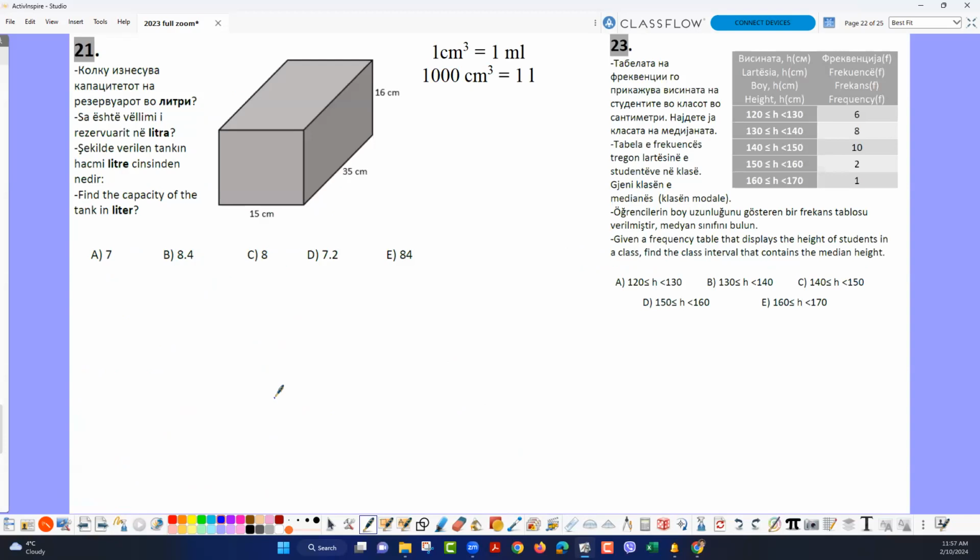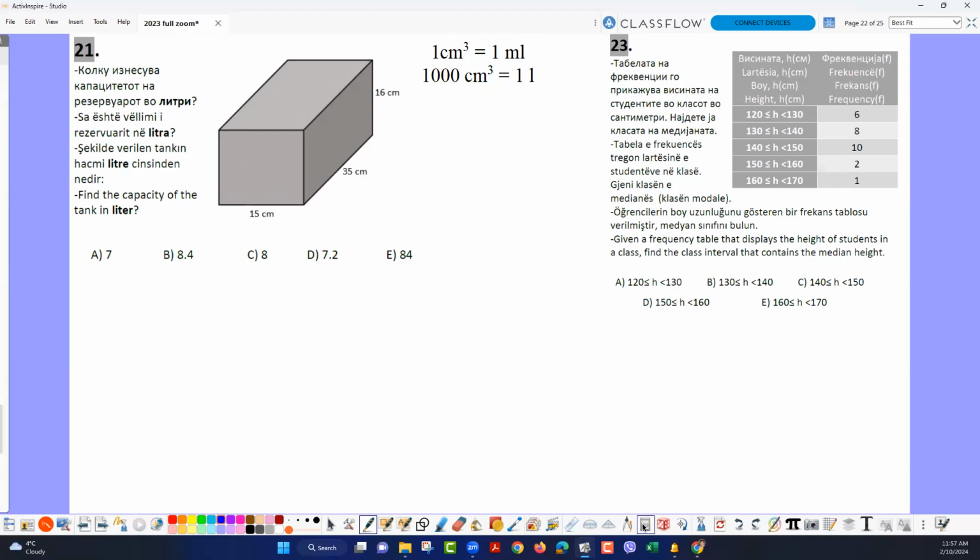Okay, the next one is 21. It's related to capacity and liters. I'm going to find the capacity in terms of liters. For finding the capacity, we need to know this also: 1 centimeter cube is equal to 1 milliliter, and 1000 centimeter cube is 1000 milliliter, which is equal to 1 liter. So if you first find how many centimeter cubes it is, then if you divide by 1000, you can find it in terms of liters.